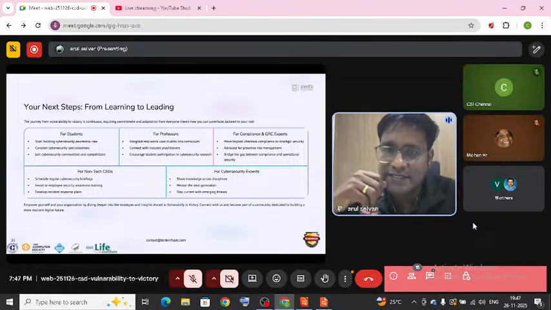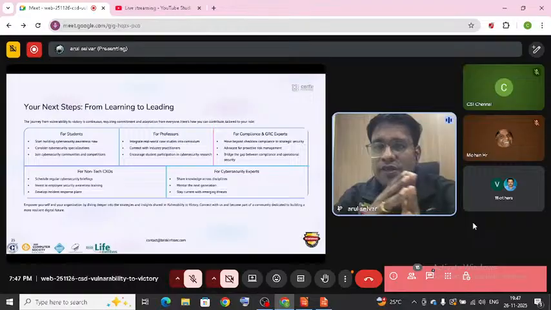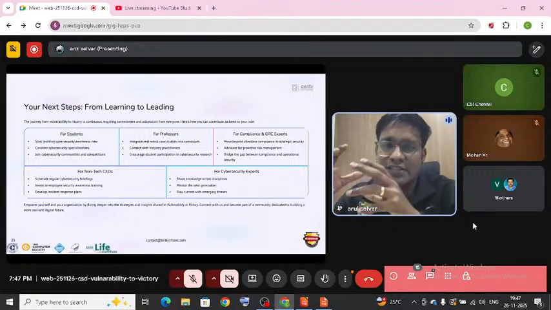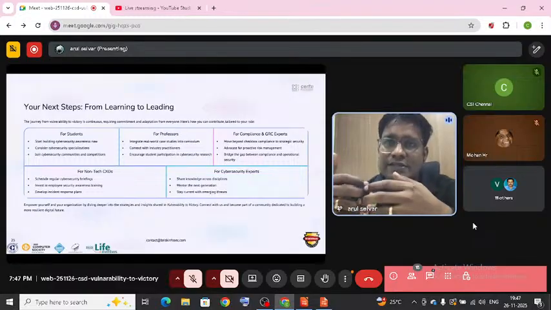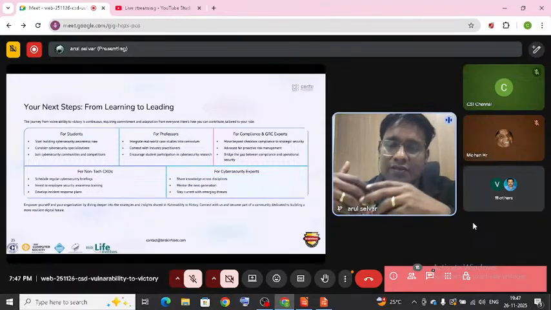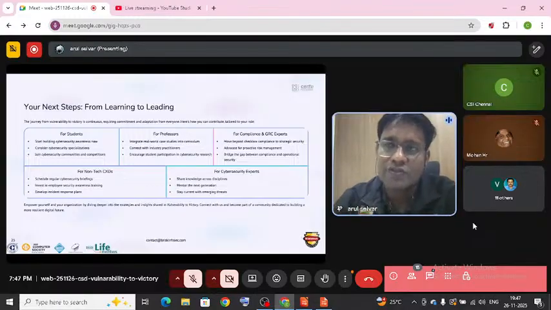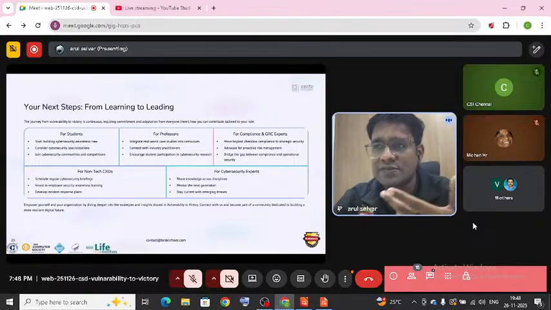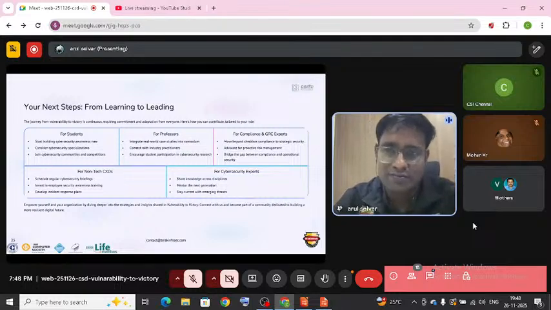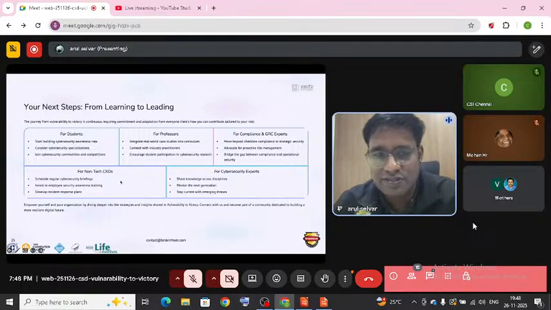For compliance and GRC experts, please move beyond checklist-based compliance and do real, true compliance. That kind of shift is really required. We should not go just by a checklist, and just meeting the RBI compliance is definitely not good. So we have to go beyond that and take the next step.